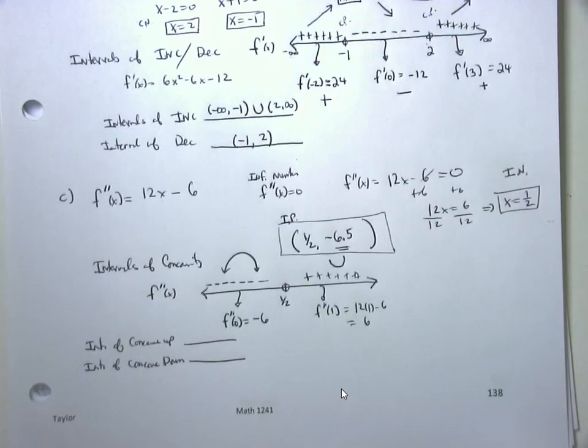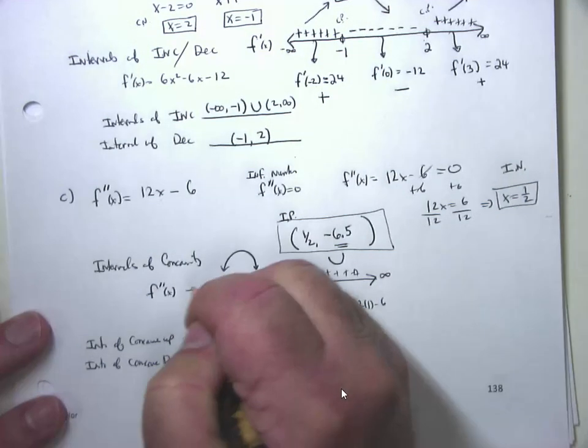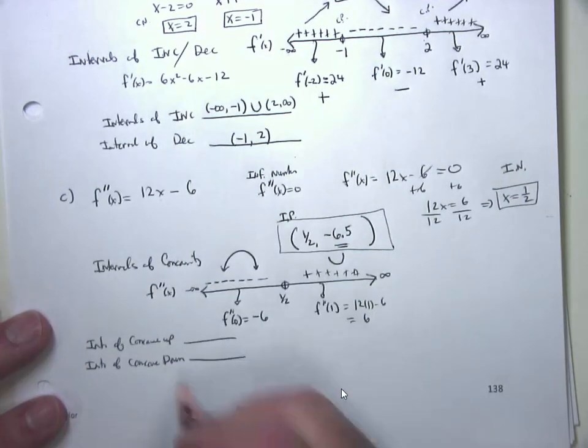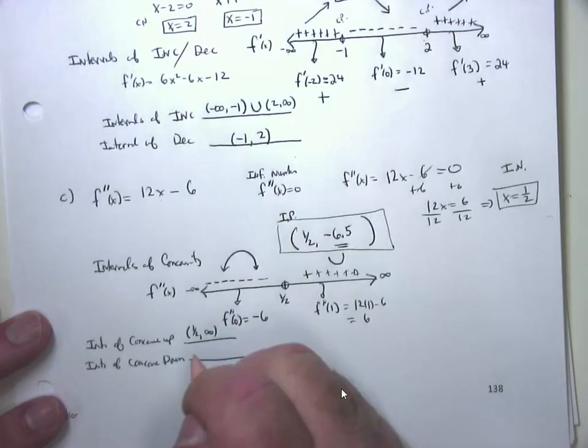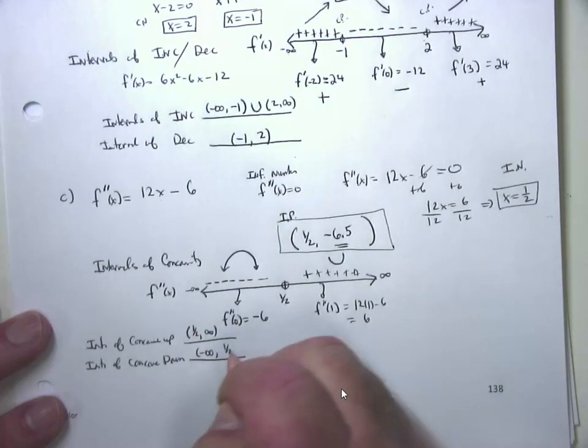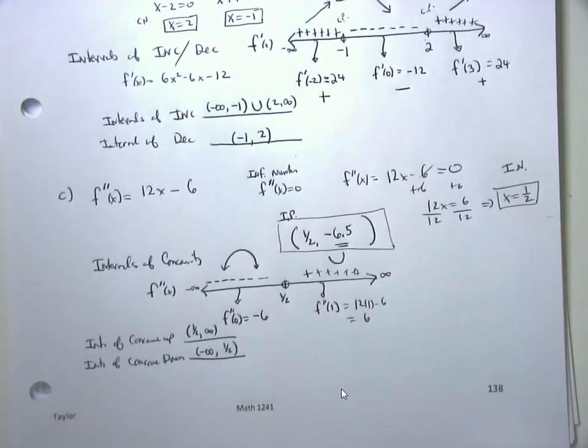Where is this function concave up? Again, interval notation, and you don't actually include the endpoints. This represents infinity, and this represents negative infinity, so it is concave up between 1/2 and infinity. It is concave down between negative infinity and 1/2, where the second derivative is negative. Does that make sense?